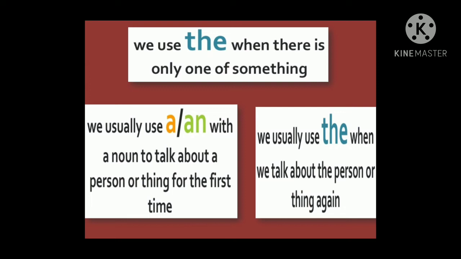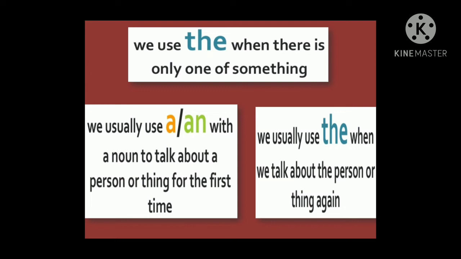We usually use a or an with a noun to talk about a person or thing for the first time. When you first introduce a person or thing in your sentence or paragraph, we always use either a or an. But when we are talking again about the same person or thing we have introduced, we use the, because we are now specifying that person or thing in our sentence.